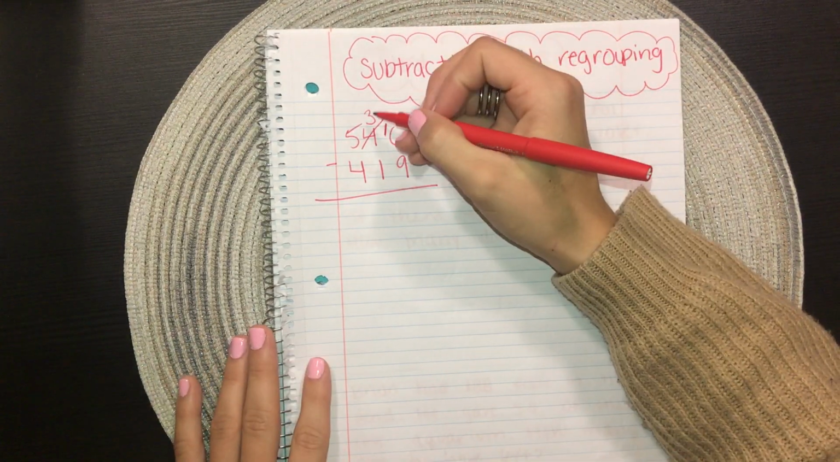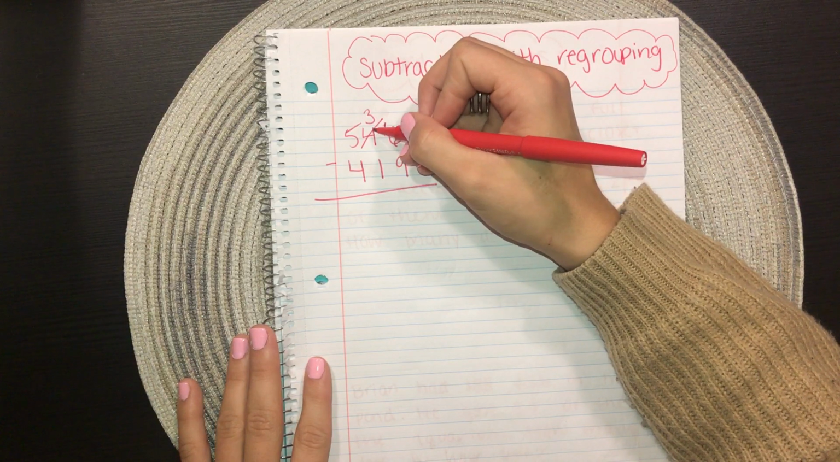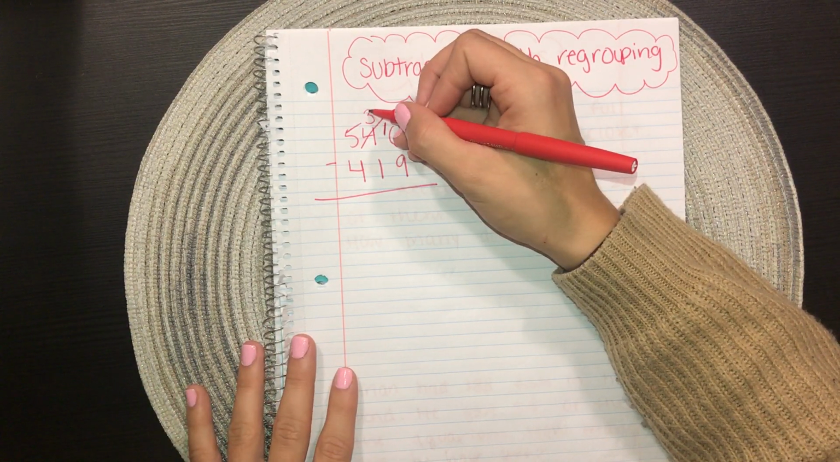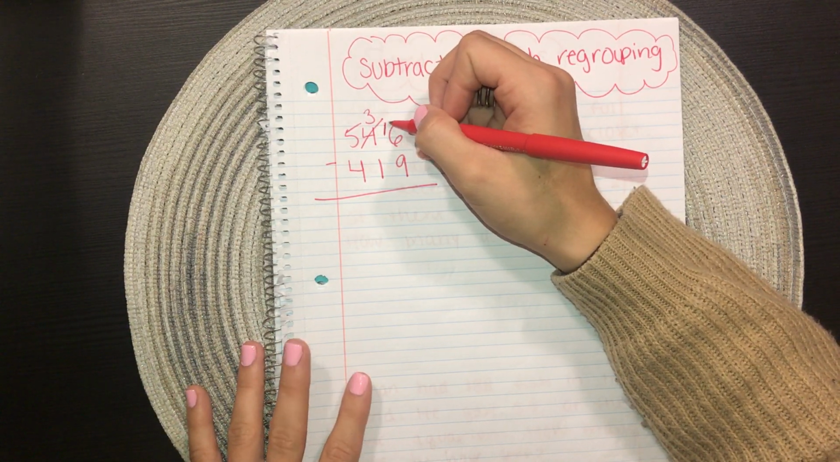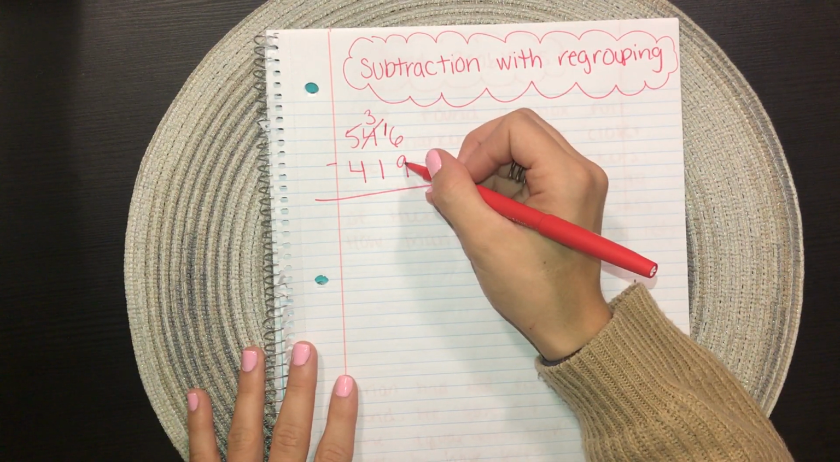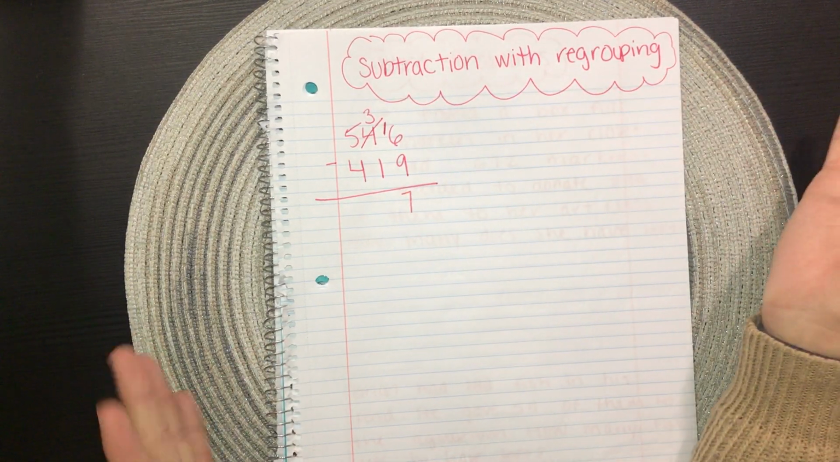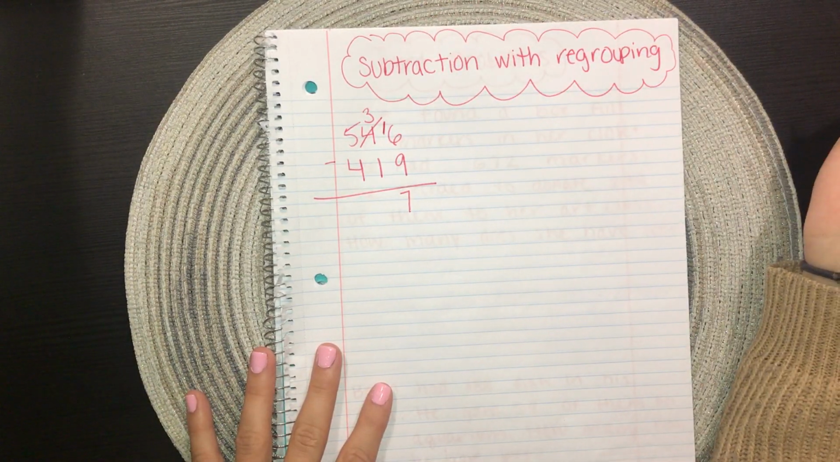So that's something that you have to kind of have in the back of your head, that when you're borrowing, that 4 isn't just 4, it's 40. So when you pull over that 1, it's a 10 to make it 16. So then you have 16 minus 9. So 16 minus 9 is 7. We can do that because you can take away 9 from 16.